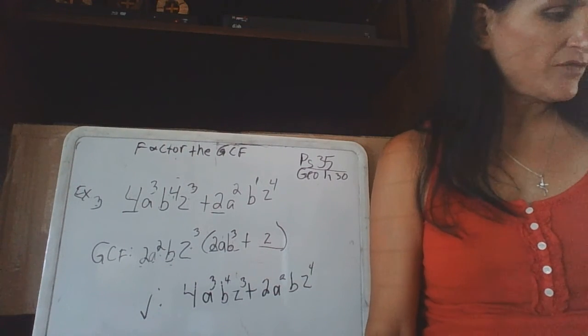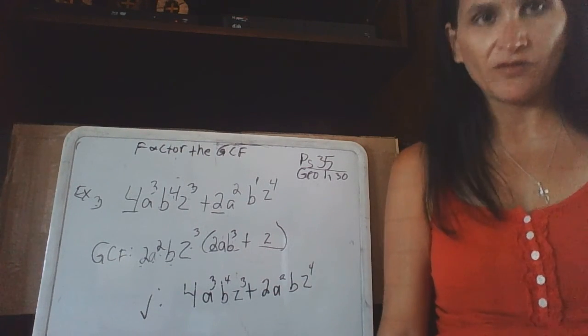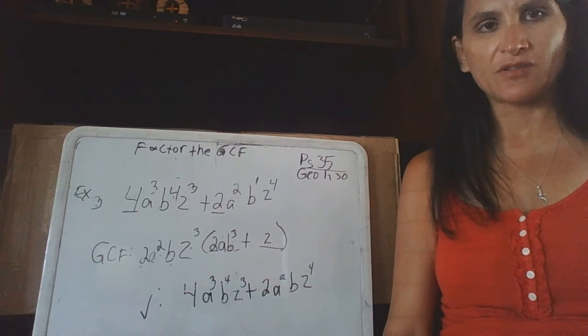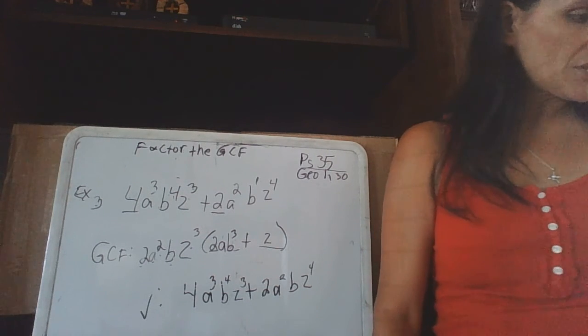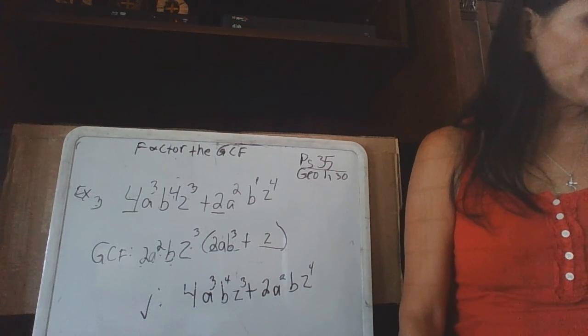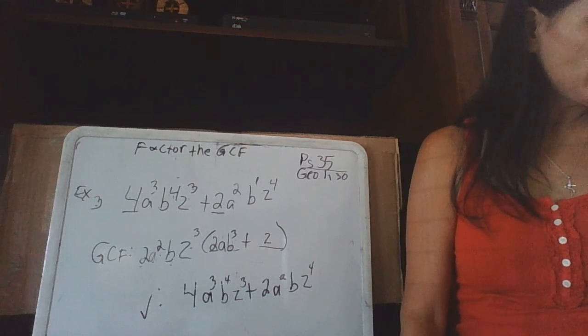So that is how you factor out the greatest common factor of an expression. The next portion is, let's see, that's pretty much more of the same.